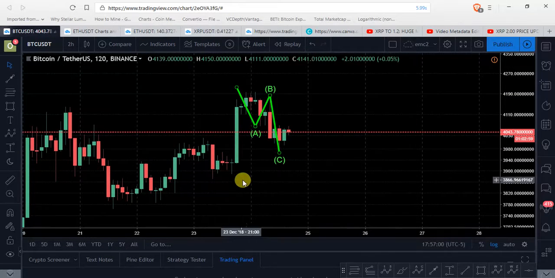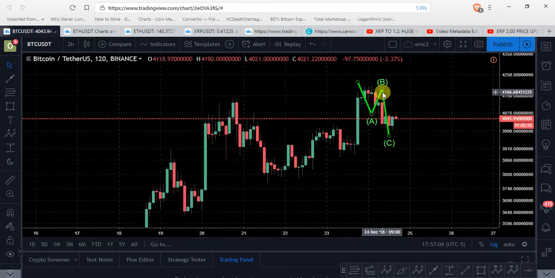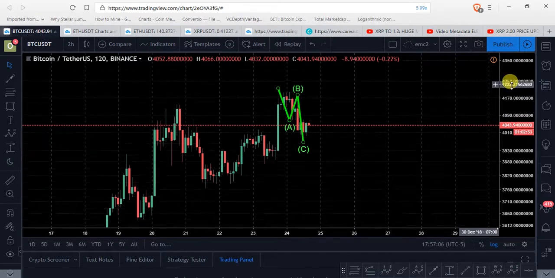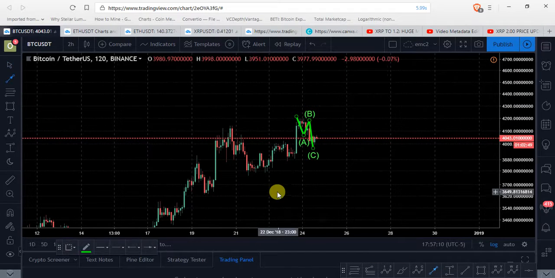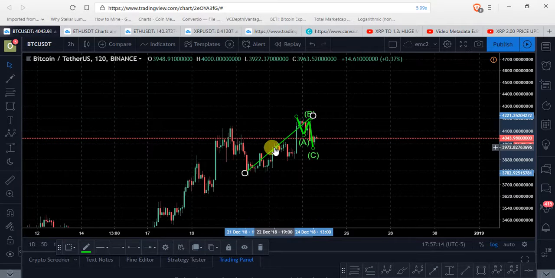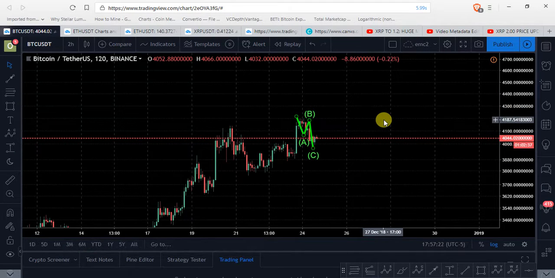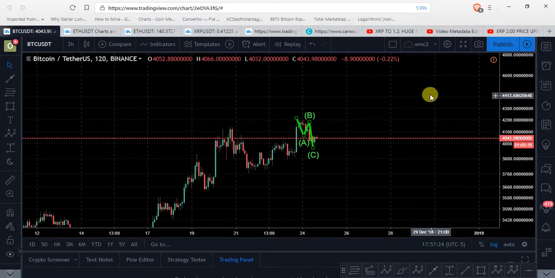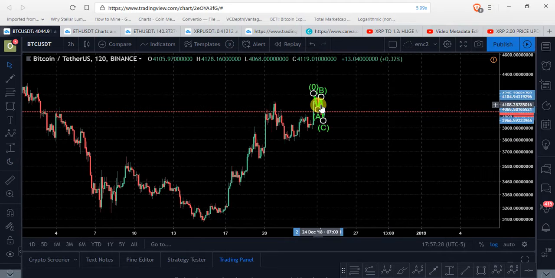So 1, 2, 3, 4, 5. You're going to get another at least 1-to-1 extension, exactly at 43.17, right? 43.17 to 43.50. So that's our next target, right? So we made that prediction since yesterday. So let's just wait and see.